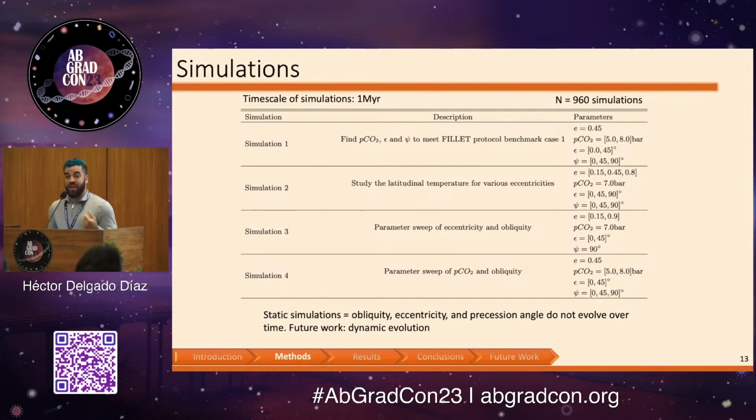And all of these are just static simulations, meaning that the obliquity, eccentricity, and precession angle of the planet are not evolving over time. So for future work, just a spoiler, we want to do a dynamic evolution of how this eccentricity, obliquity, and precession angle evolve, because we see that on Earth. We see those values change.